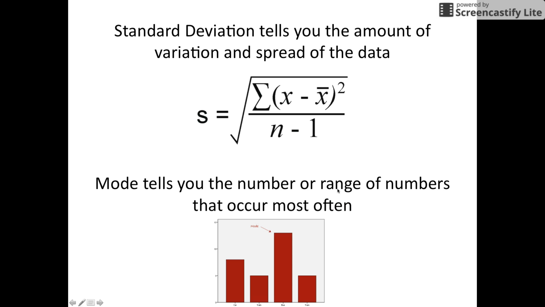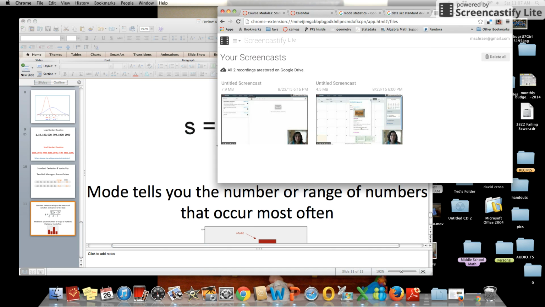So in summary, standard deviation tells you the amount of variation and spread of the data, okay, with this beautiful equation. And the mode tells you the number or range of numbers that occurs the most often. Hope that is clear for everybody.